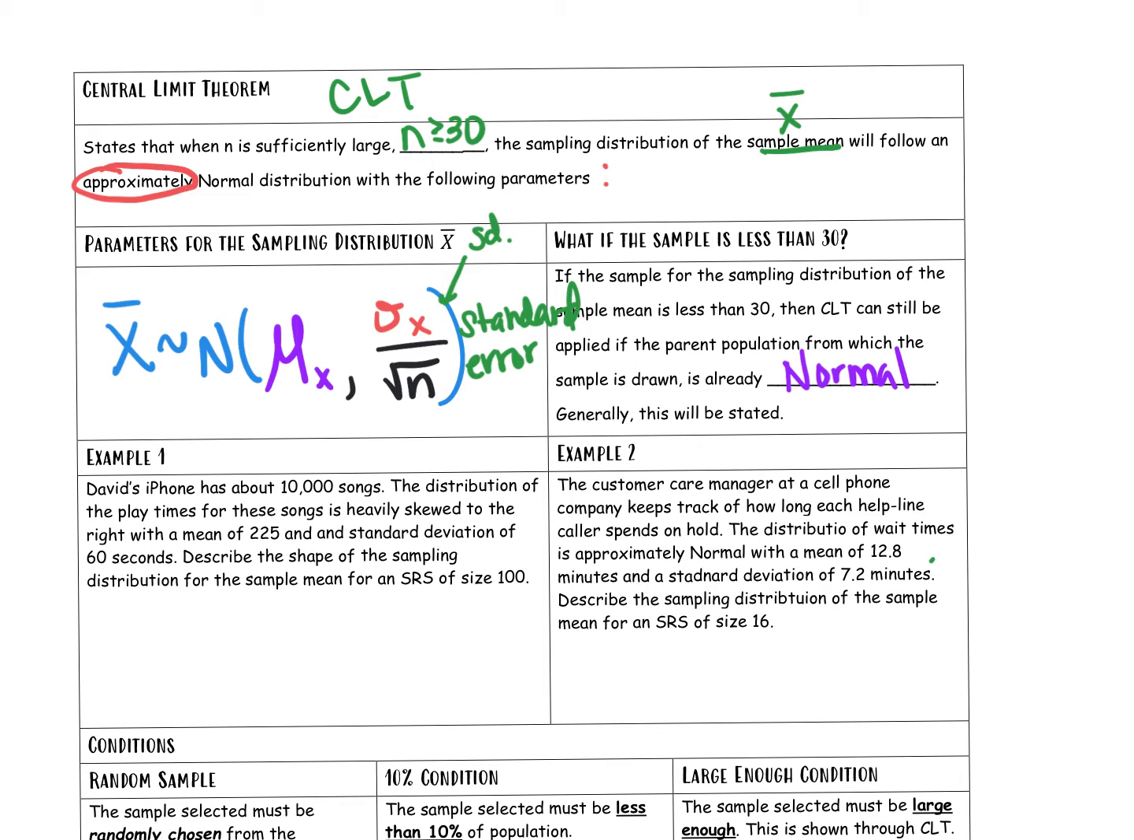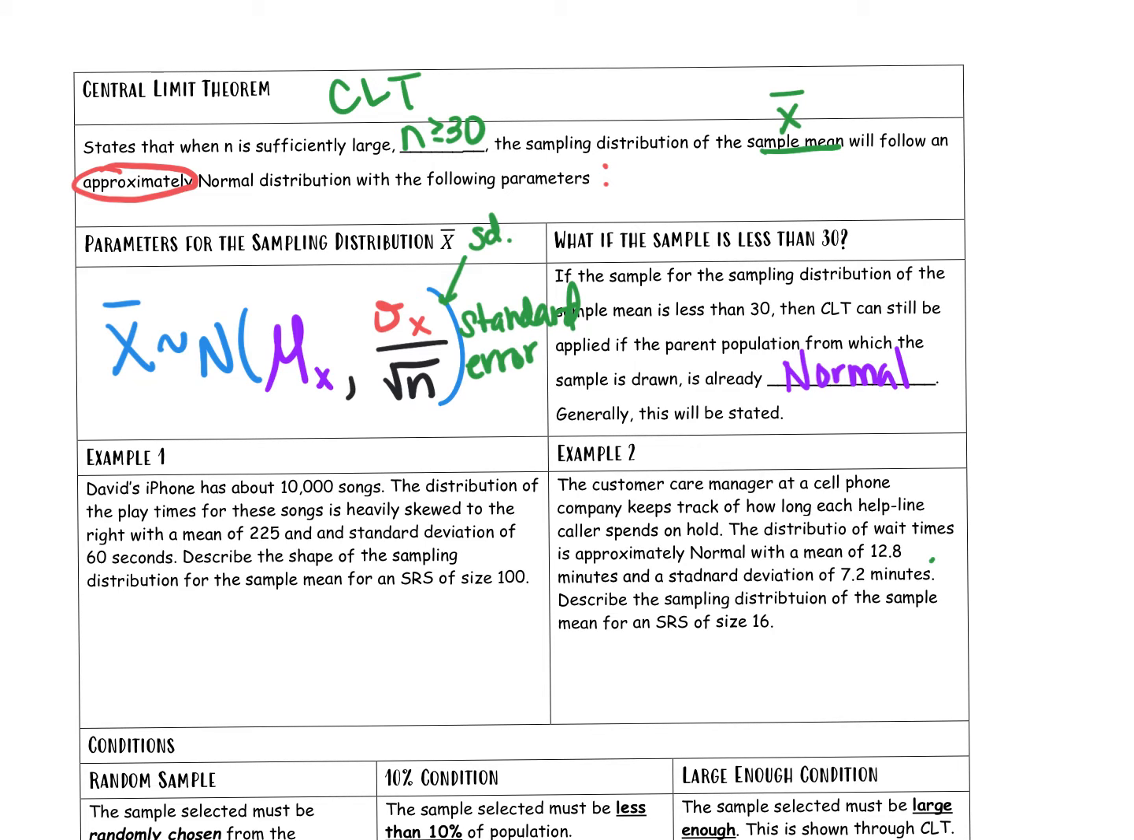So what this tells me is that when n is less than 30, I can still use CLT as long as it is stated that the population is normal. And so all of this really means, and here's what we're going to do, these two examples are going to show you what we're doing: we're going to establish the parameters for a normal distribution.